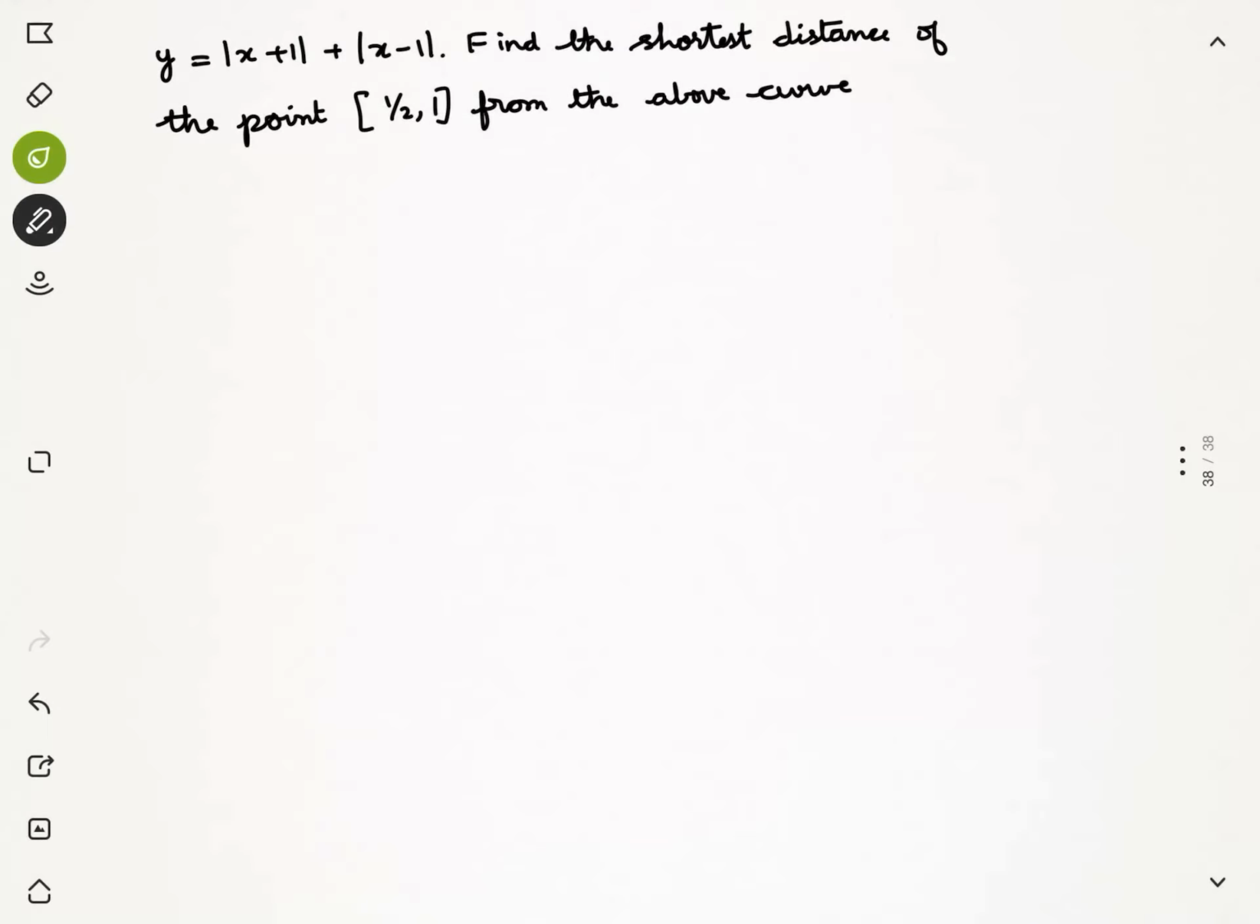So we have a curve y equals to mod of x plus 1 plus mod of x minus 1. We need to find the shortest distance from the point (1/2, 1) to this particular curve. To understand how this curve is going to look like, let's start from how the y equals to x curve looks like. The y equals to x curve looks something like this pink color line.